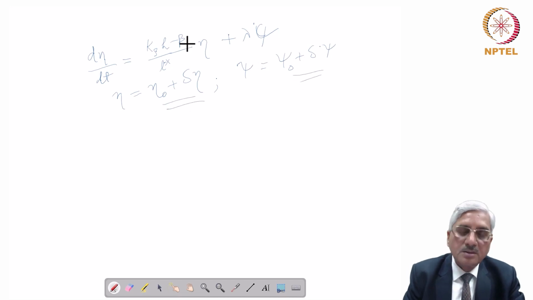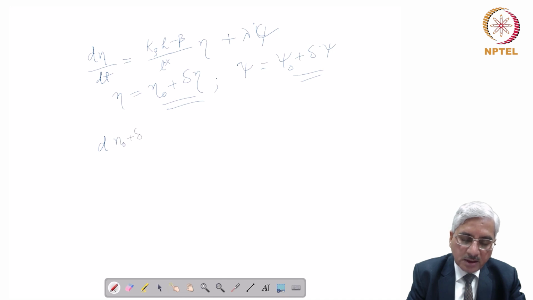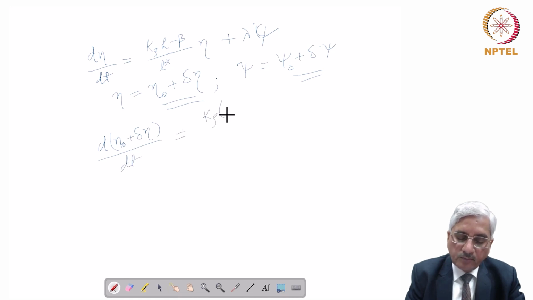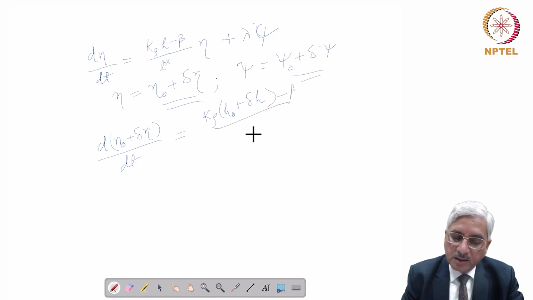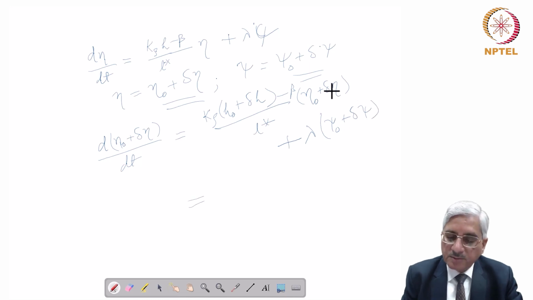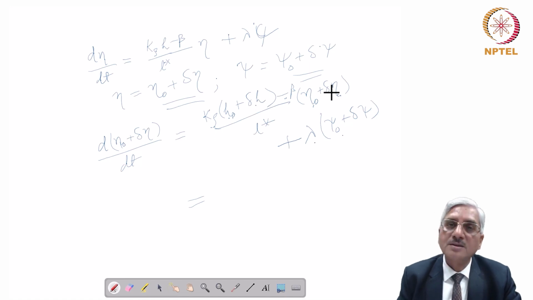We make these substitutions in this, and so we will have d of eta 0 plus delta eta divided by dt equal to k rho into h0 plus delta h minus beta divided by L star into eta 0 plus delta eta plus lambda into psi 0 plus delta psi. Now if you open these expressions, then we will get terms k rho h0 eta 0 and lambda psi 0, and k rho h0 delta eta, beta eta 0, beta delta eta, and delta h delta eta.